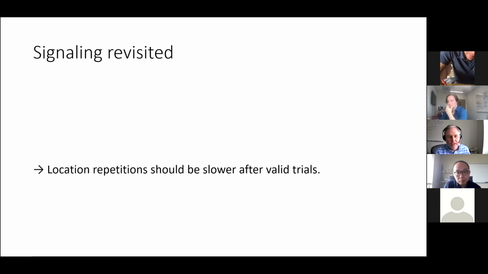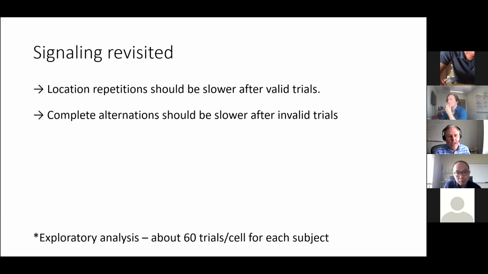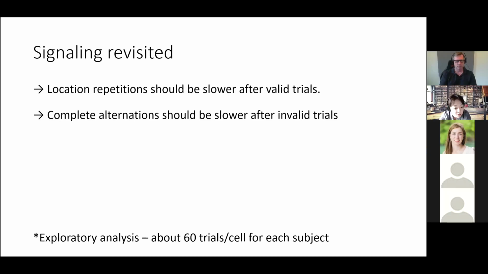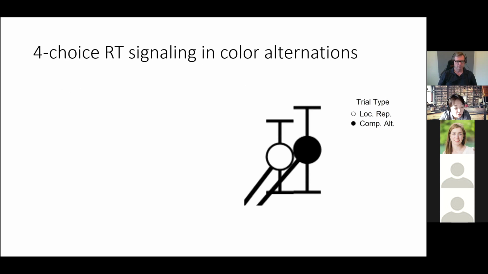And I'm going to skip the logic and just give you the punchline. Location repetition should be slower after valid trials, because location repetitions are when the location repeated, the color did not. That's a bad signal. The location stayed the same, the response changed, so that should be slow. Whereas complete alternations, where both change, should be slower after invalid trials. Is this true? This is an exploratory analysis, but we have about 60 trials per subject. So I'm looking more closely at my null effect.